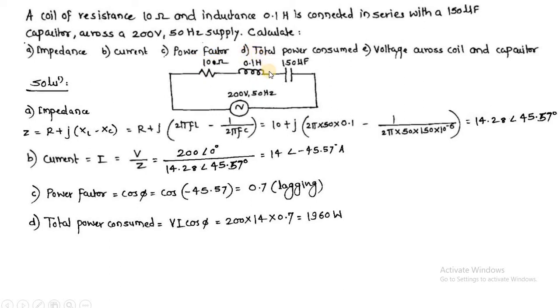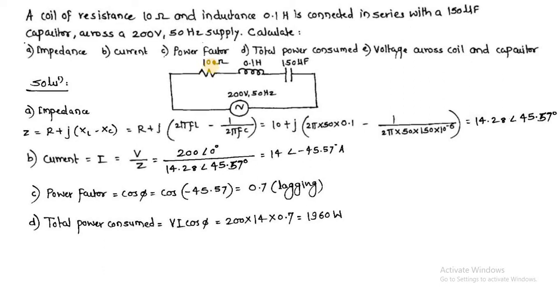So voltage across the RL part will be what? Will be IR plus IXL. Is it so? Coil is the series circuit of R and L. As the coil is the combination of R and L, the voltage across coil will be VR plus VL. As VR is what? I into R. VL is what? I into XL.